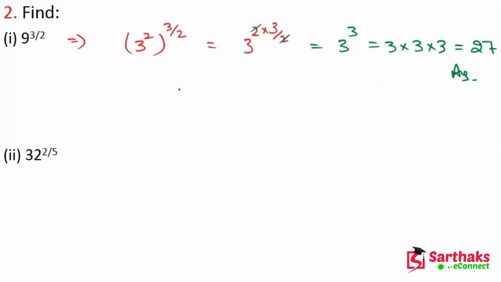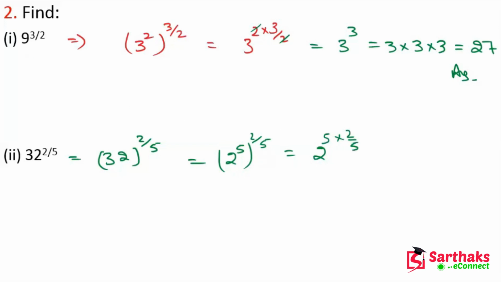I hope my dear friends understand these things. Now again we have a question, 32 raised to power 2 upon 5. Now again we can write 32 as 2 raised to power 5 and whole raised to power 2 upon 5. Now we have to multiply the power. We get 2 raised to power 5 into 2 upon 5. So this 5 and this 5 will be cancelled. So we get, my dear friends, 2 raised to power 2, which is equals to 4.